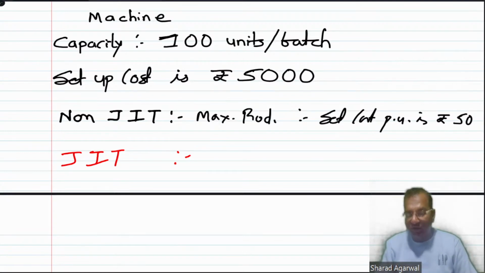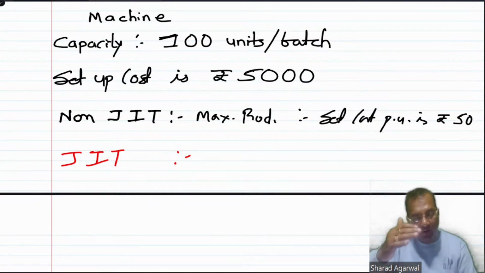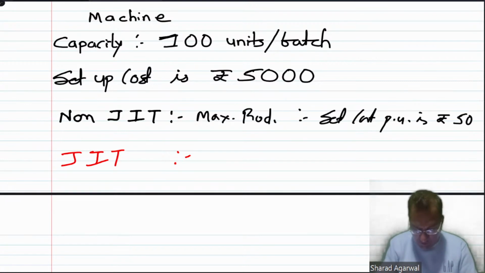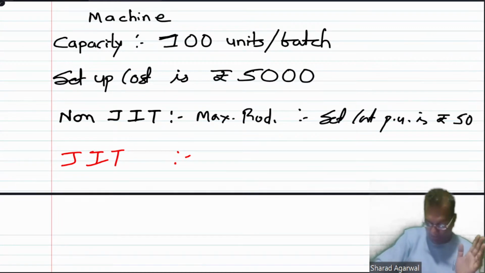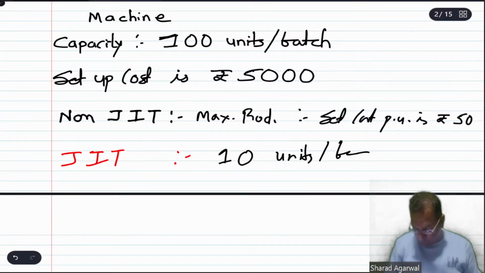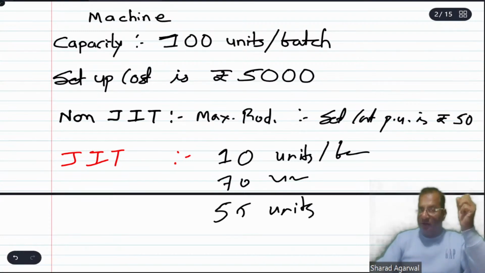Whatever demand is there, we have to produce that much car only, neither more nor less. So in JIT system, we cannot produce 100 units at a time every time. So what will be the problem? Just identify it. In JIT system, it might be possible that 10 units are produced in a batch, sometimes 70 units, sometimes 55 units, depending upon the demand pull.